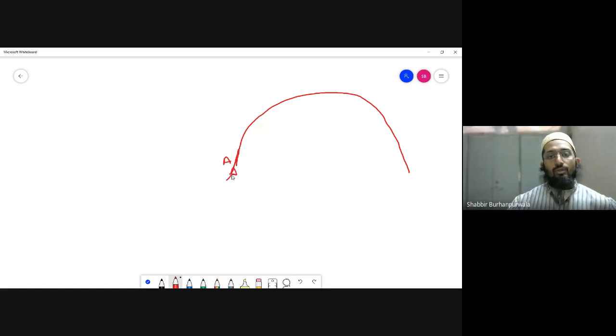So this is your support A, and this is your support B. Let us make a line over here representing that they are in the same level. We have at the topmost crown, which is C, same.